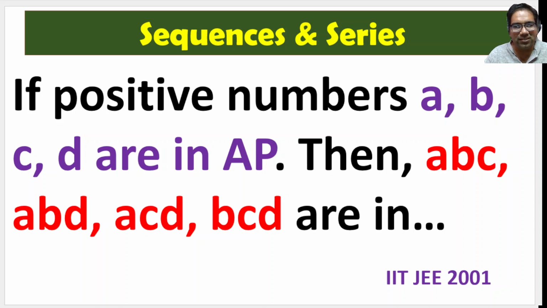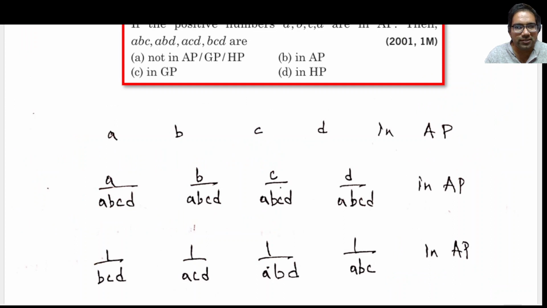Hi friends, here is a very simple problem that came in IIT 2001. We are given four positive numbers A, B, C, D, which are in arithmetic progression. Then what can we say about the products ABC, ABD, ACD, BCD: whether they are in arithmetic progression, geometric progression, harmonic progression, or nothing. Right. So let us take these numbers.